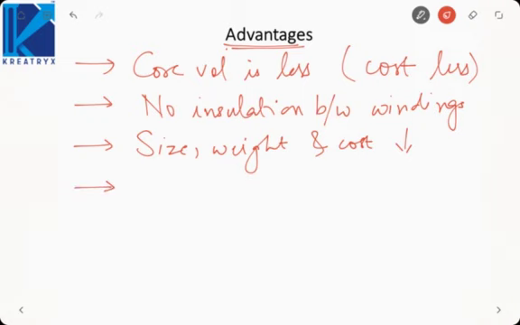Now some part of the winding is common between the two windings, so that means we need less copper. Earlier, primary and secondary windings were separate. Now the secondary winding is a part of the primary winding. So the number of turns, or the winding copper, is less.